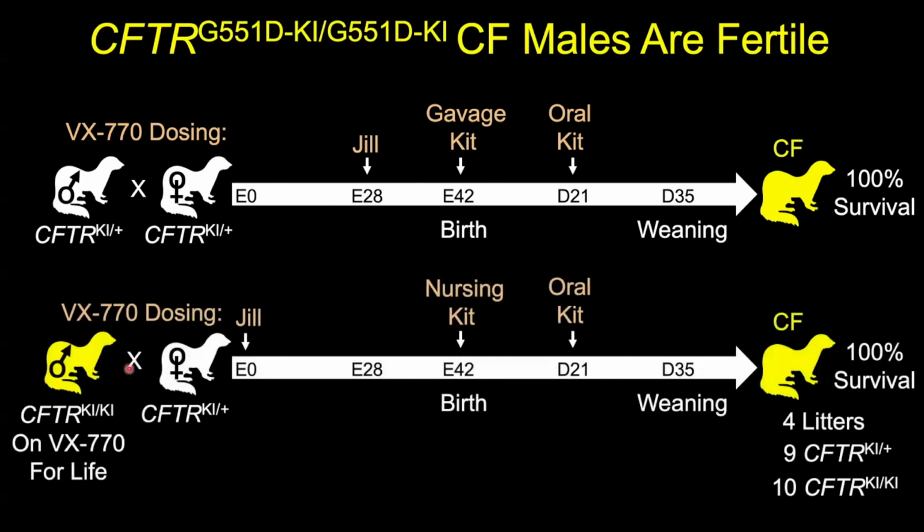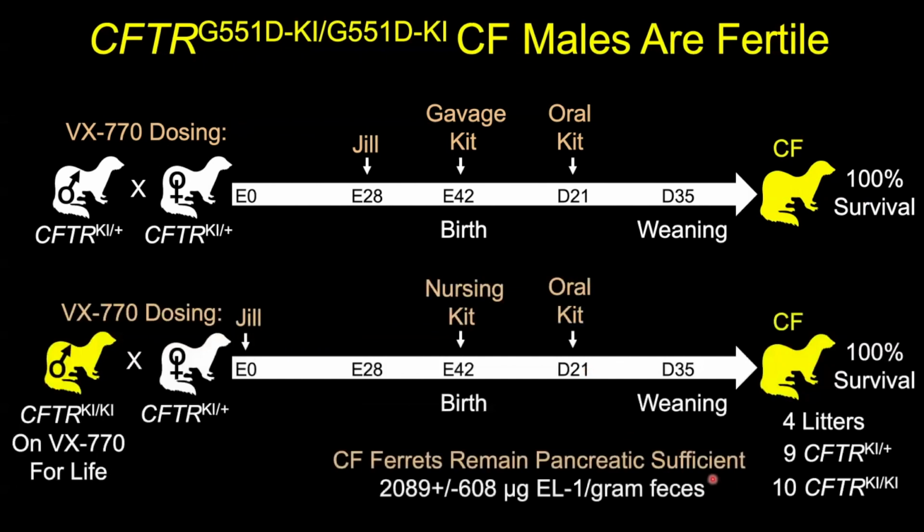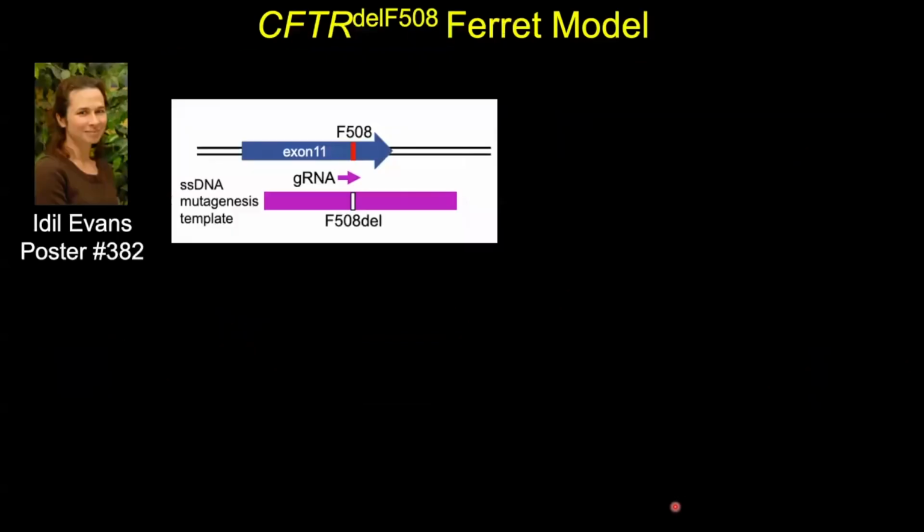We've since determined that males homozygous for the G551D locus maintained on VX770 for life are fertile and can give rise, when bred to jills, to 50% Mendelian segregation of CF animals. And in this case, jills are kept on VX770 for the entire conception process. And VX770 is delivered through the nursing jills in the milk, and later orally once the animals can feed from a nipple. And importantly, these animals maintain pancreatic sufficiency and CFTR function.